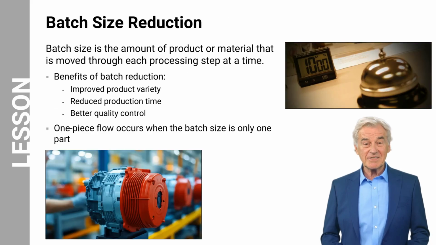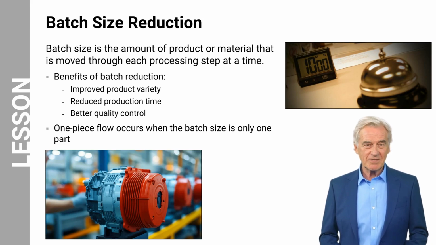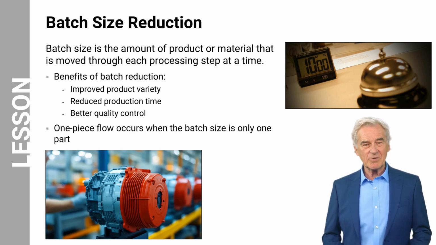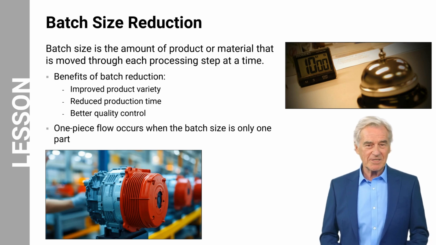Let us now discuss the final building block, batch size reduction. Traditional manufacturing is focused on producing in large batches, hence the term mass production. Systems like this perform a single operation on a large quantity of parts before they are moved to the next processing step. A batch size is the amount of product or material that is moved to the next processing step at a time. Lean manufacturing suggests that reducing the batch size can improve the efficiency of the whole system.